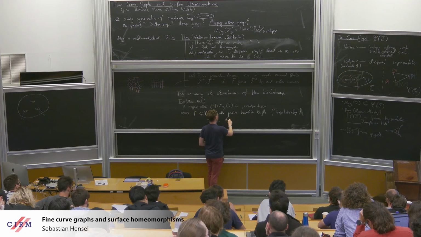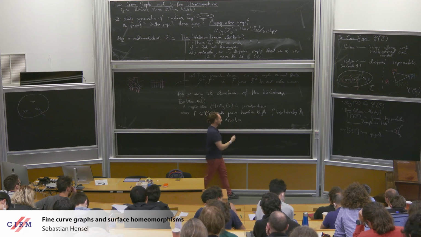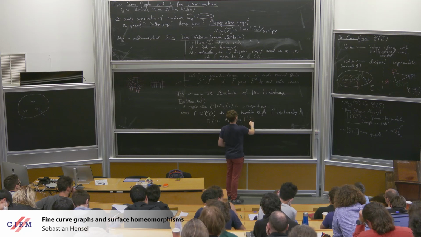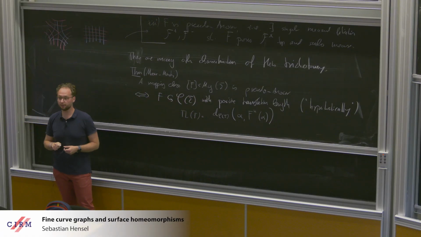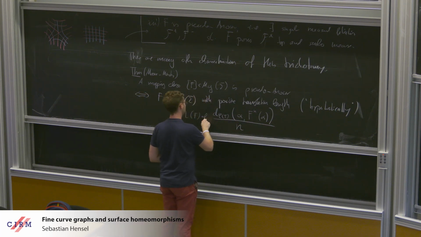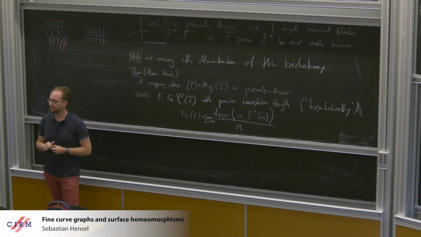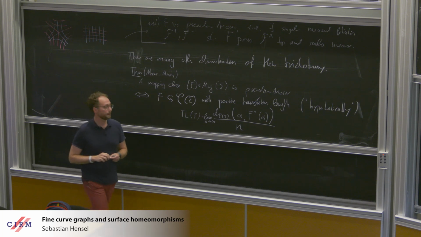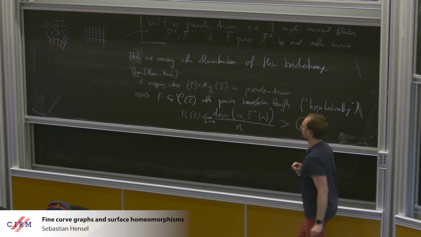It just means that I'm looking at an orbit, so I'm looking at my favorite curve, and I'm hitting it with iterates of my map. So now I get a sequence of curves, and what I'm asking myself is, how fast does this escape? Right, so I'm applying my map n times, I'm dividing by n to get a linear escape rate, and positive translation length means that this limit is positive.